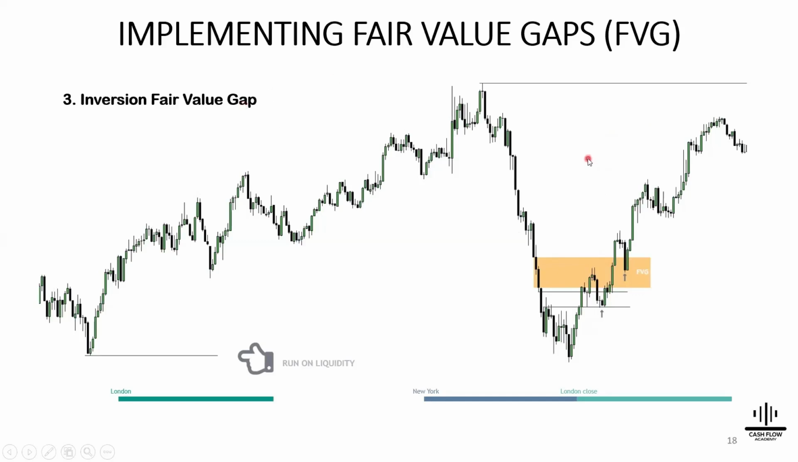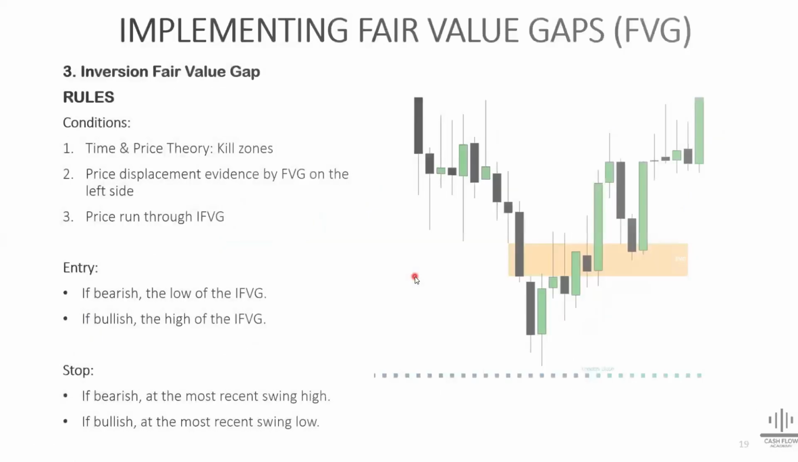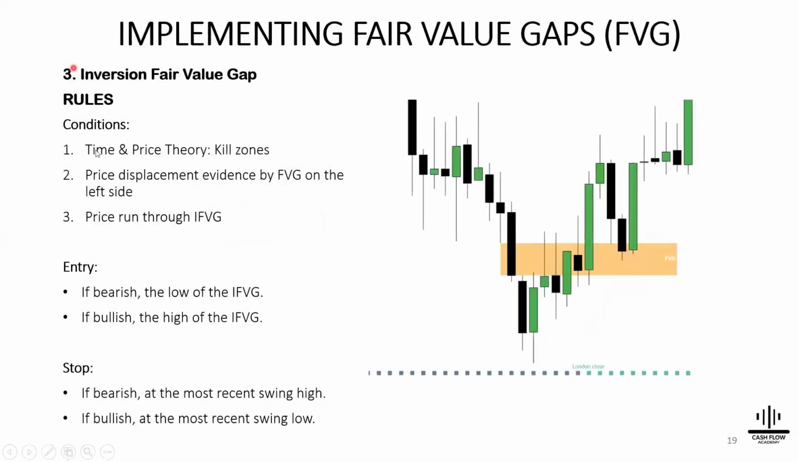I listed it there in the previous slide, which was the fourth entry pattern. So I'm teaching it together with the inversion fair value gap. So whichever suits you better. Now let's go to the rules. Okay, conditions, entry, stop. So what are the conditions? Again, your Q zones. You want to be entering at a particular Q zone.